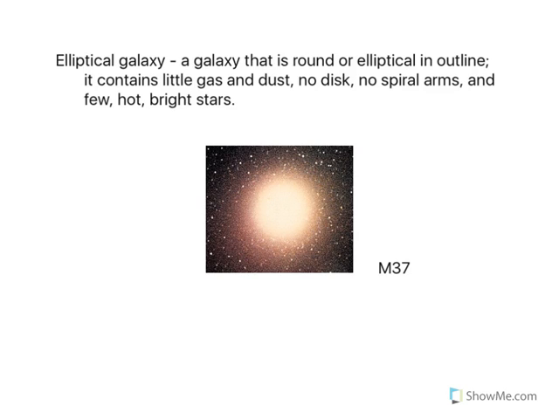We don't see a disk, we don't see any spiral arms, and we see very few hot, bright stars, which you would see as the color blue. We see mostly red here, a very classic color of an elliptical galaxy.